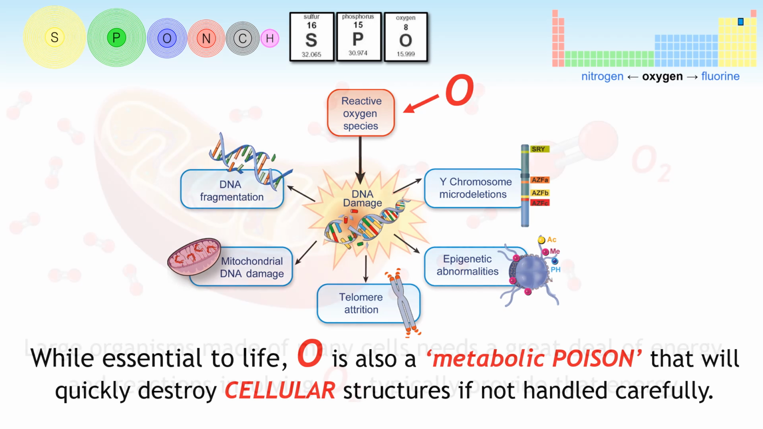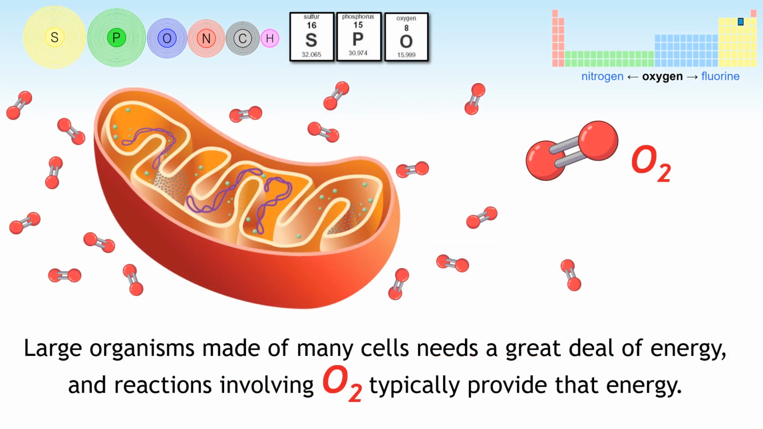So if oxygen is so dangerous, why do we use it? Well, we use it because it's the most common way of getting a lot of energy. Large organisms made of many cells need a lot of energy. You and I are made of trillions of cells. We need a lot of energy. And so reactions involving oxygen typically provide that energy.